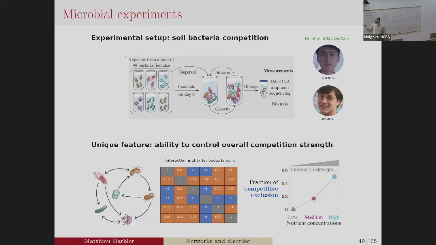So this is literally like bacteria, and then you do repeated dilution and growth cycles, and then you sequence to see the time series of those communities. And the idea is that you have up to 48 species that you could put in your system.